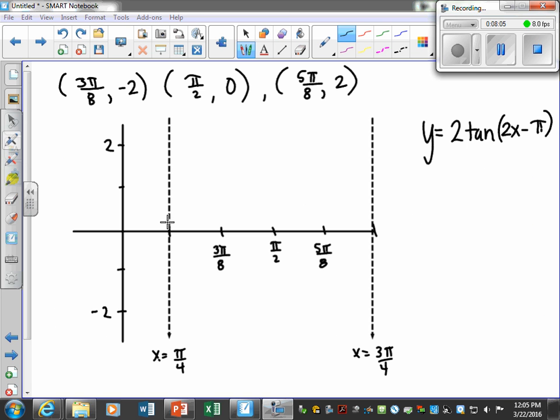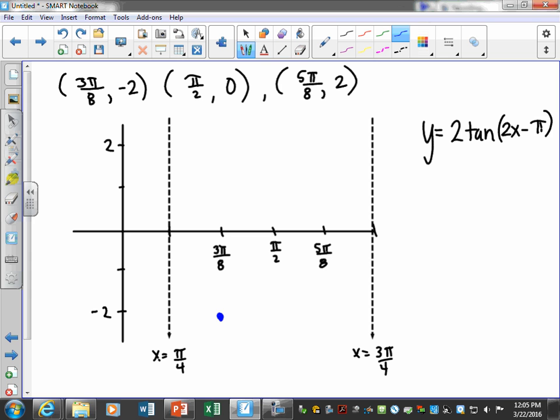Okay, so we have our vertical asymptotes at pi fourths and 3 pi fourths, so sketch those in. We reminded ourselves of our ordered pairs: 3 pi eighths, negative 2; pi, 0; 5 pi eighths, 2, and we remember that the parent graph of tangent increases to the right. Okay, so there's your rough sketch.